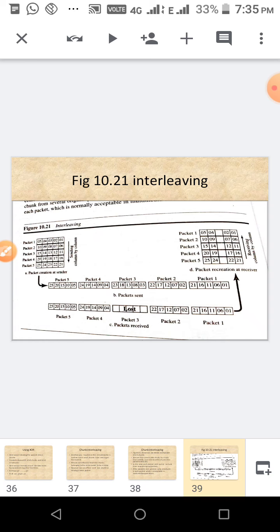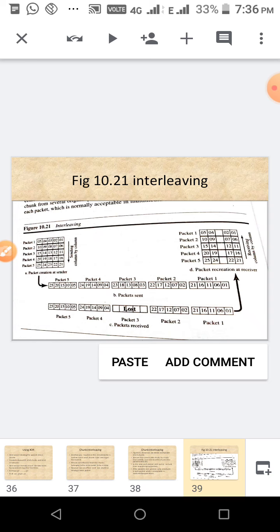Consider packet 4, how we are sending. See, horizontally we are combining all the chunks, like in the second column. Actually the order is horizontal, but when sending we take the vertical format. Next, packet 3: 23, 18, 13, 8, 3. And then when sending packet 2, the 4th column: 22, 17, 12, 7, 2. And then the first packet. Students, see the difference?